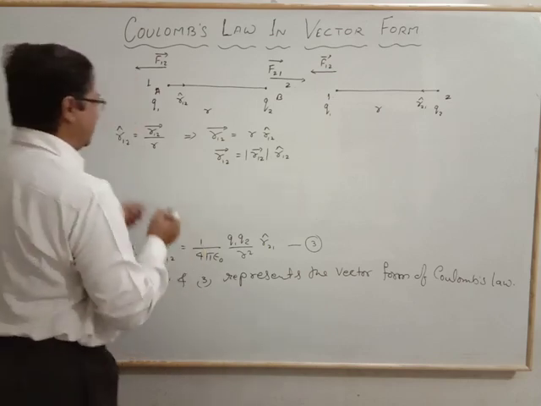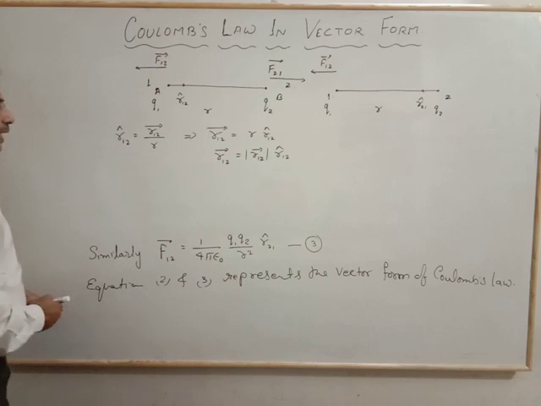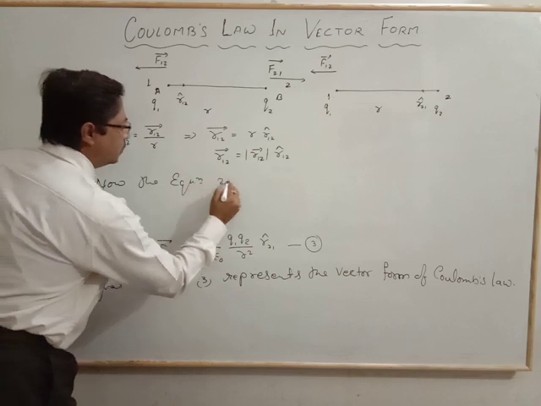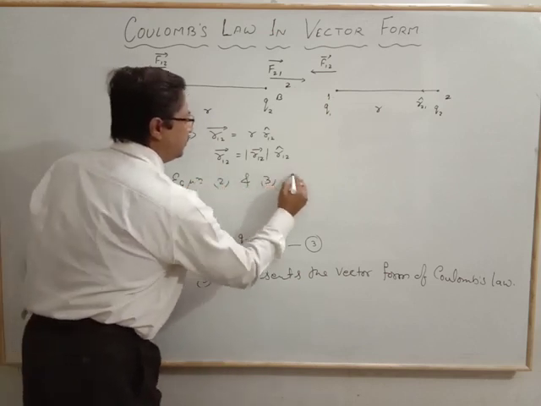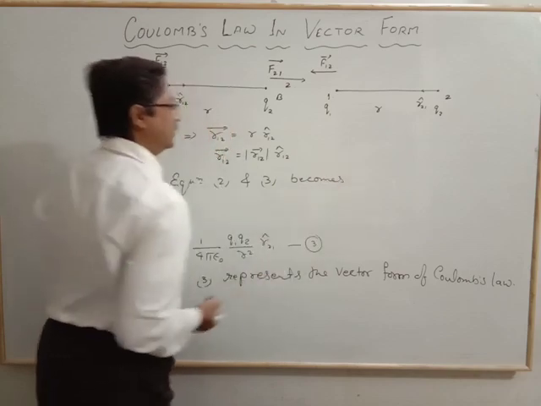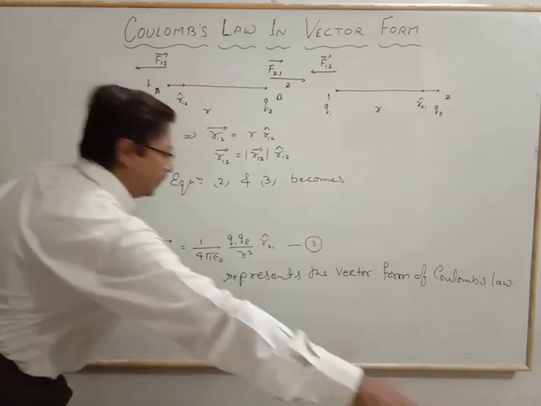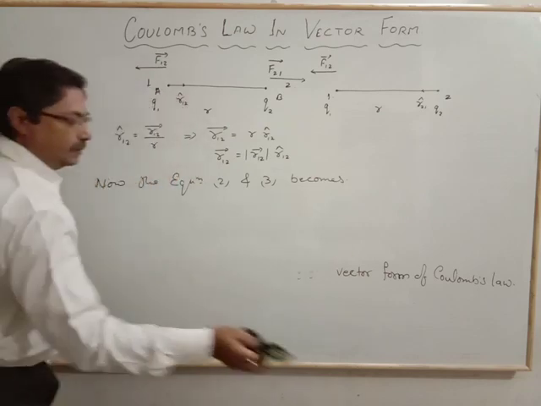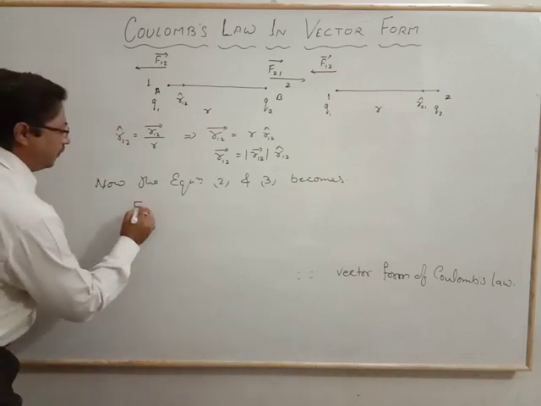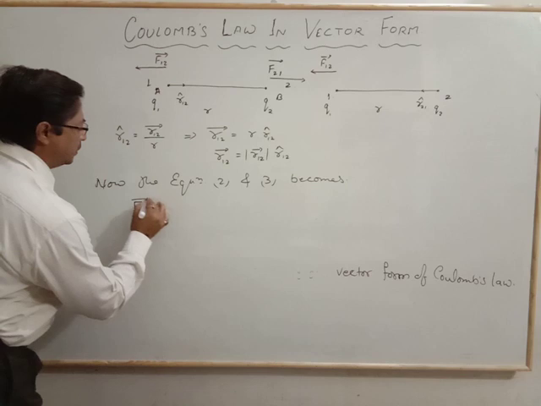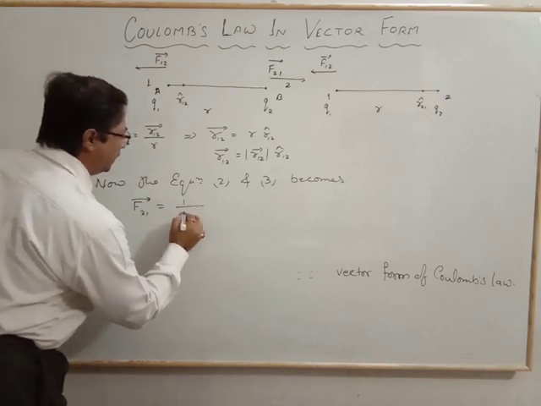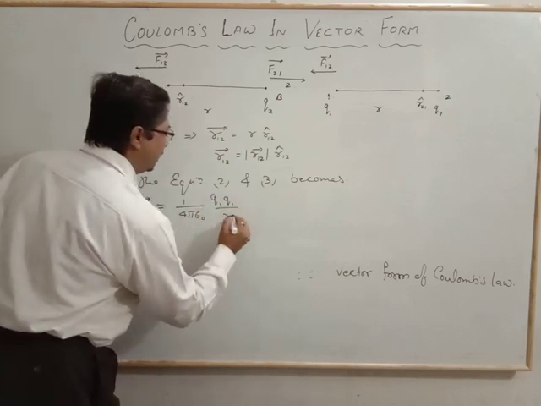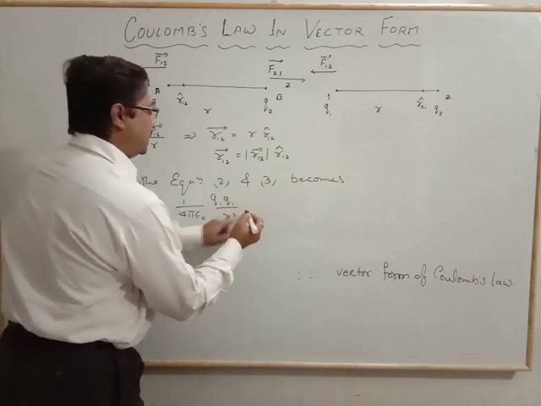Now if we consider the above relation, equations 2 and 3 become F21 vector is equal to 1 by 4 pi epsilon naught q1 q2 by r square into the unit vector r12.